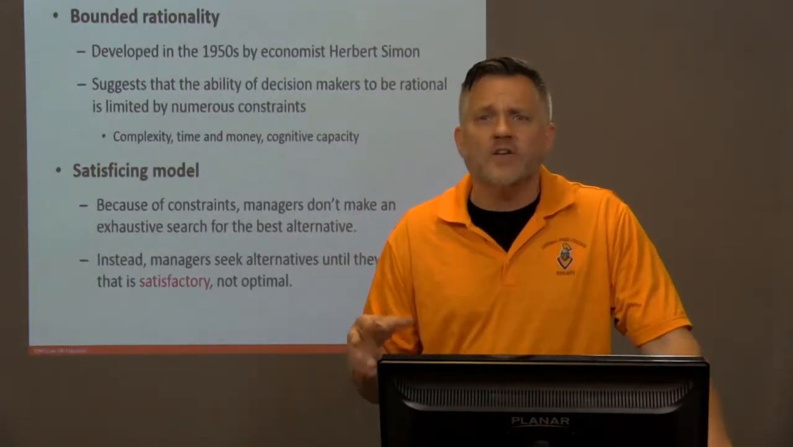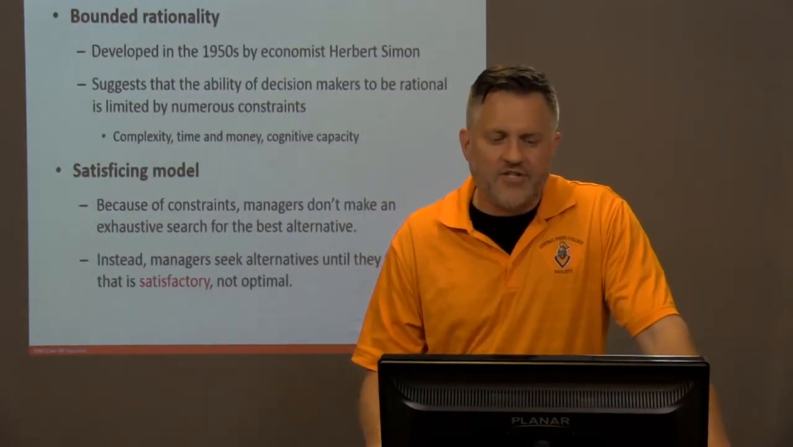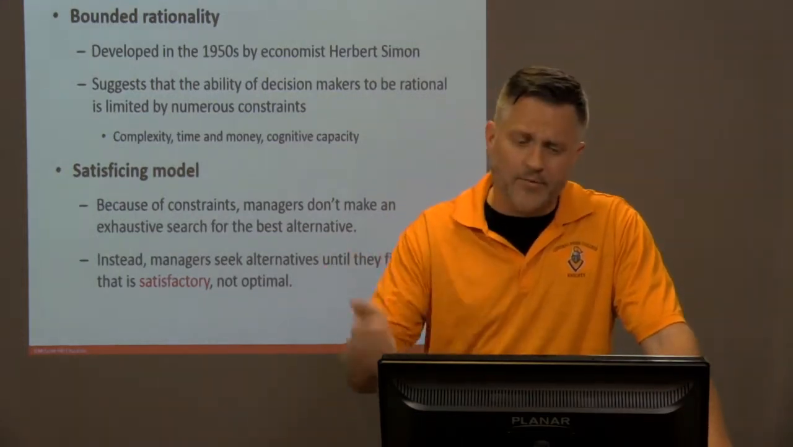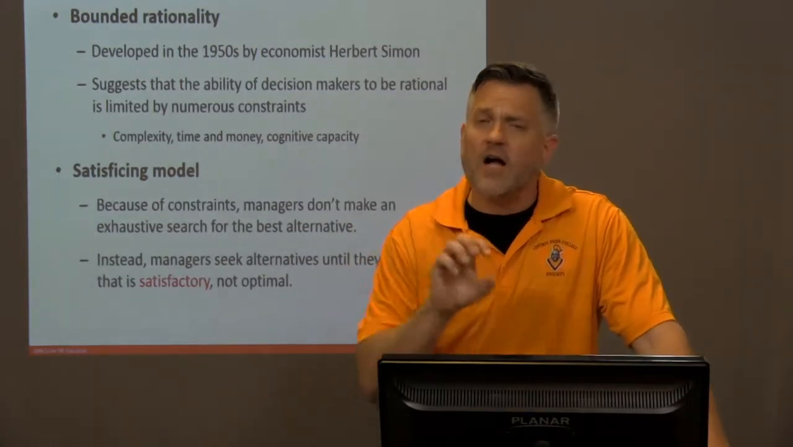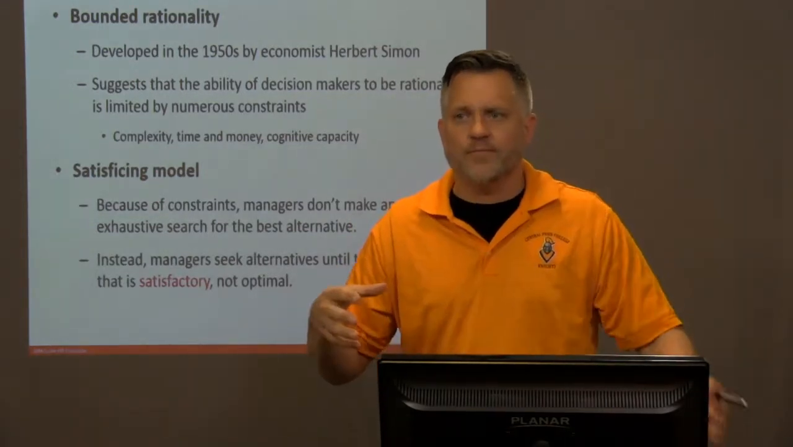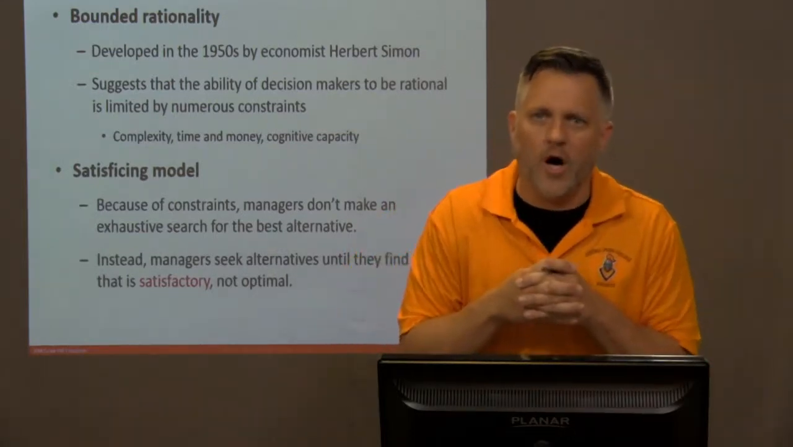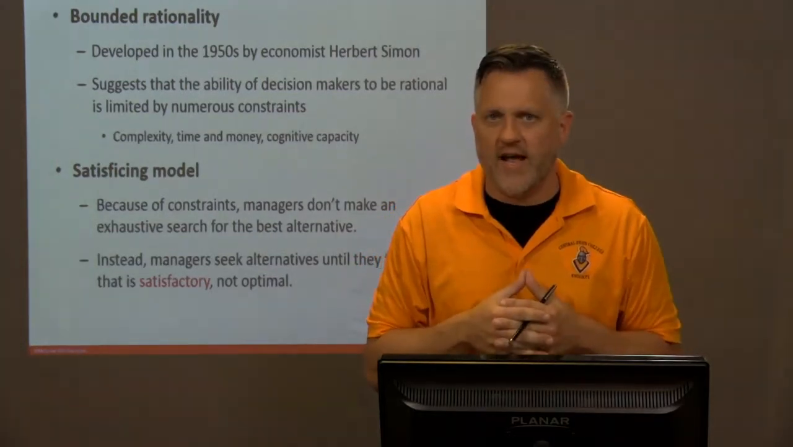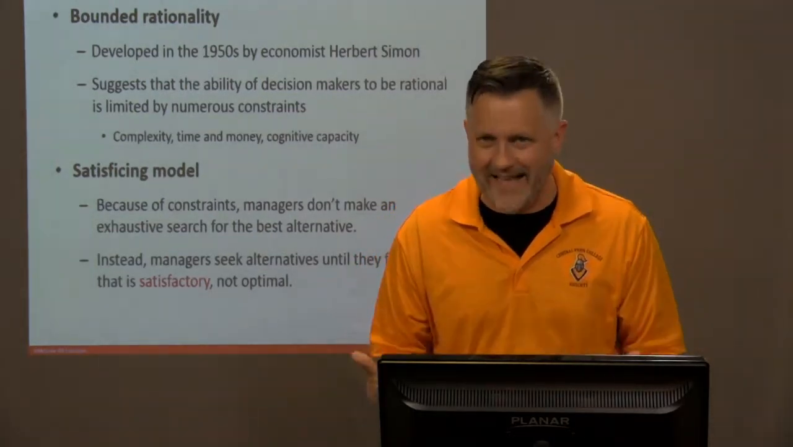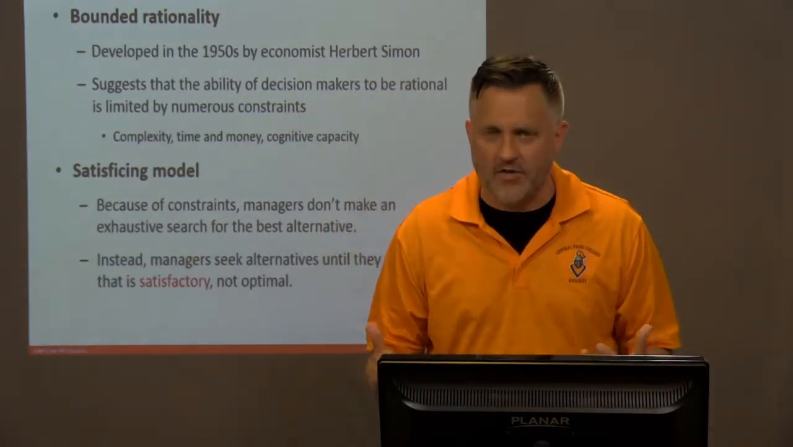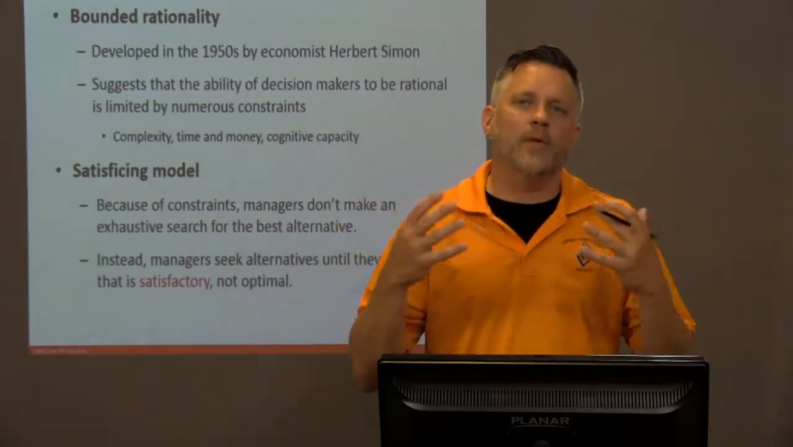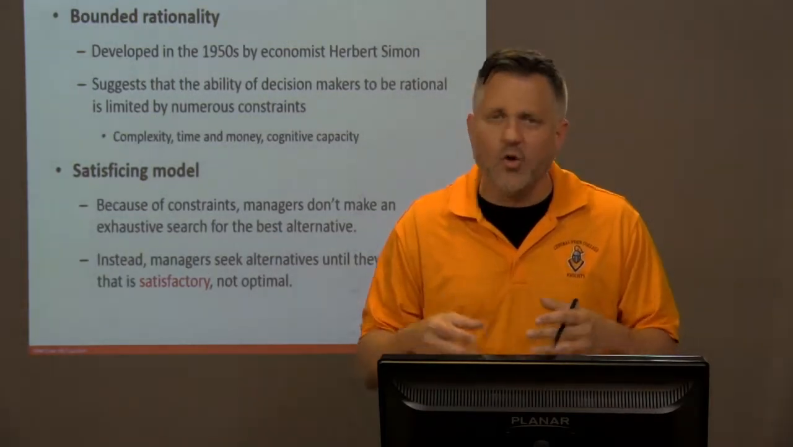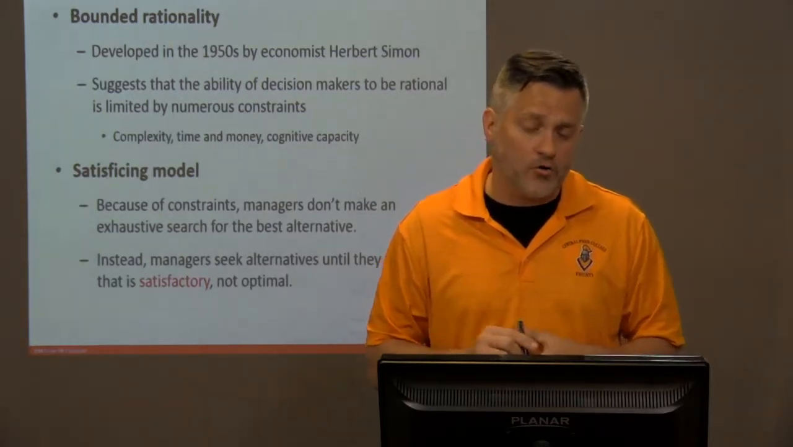So this is Herbert Simon, sometime in the 50s, and he suggests the ability of decision makers to be rational is limited by a number of constraints. And we talked about them: complexity, time, money, cognitive capacity. Because of those bounds that are put on individuals, mostly cognitively, we have what he called bounded rationality. We can be rational to an extent, but because of the information, because of our intelligence, because of our ability to process information and find information, we are bounded. So we try to be rational, but we're bounded by constraints that are just out of our control.